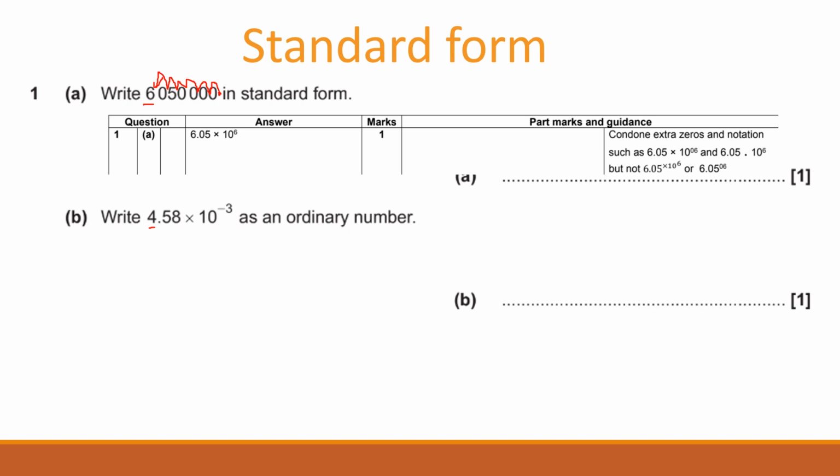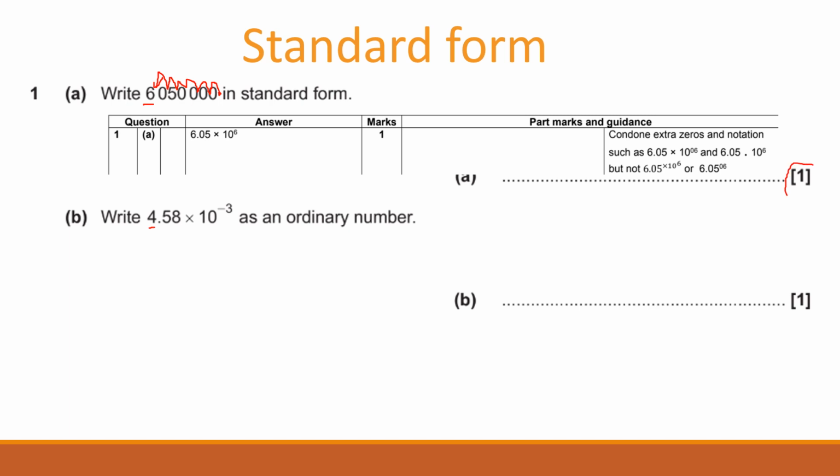Now the reason this works is because 10 to the power of 6 is 10 times 10 times 10 times 10 times 10 times 10, which is 1 million. Now 6.05 times a million is 6,050,000, which is what the question starts with. If you look over on the right hand side of the mark scheme, it tells us that you can accept 6.05 times 10 to the 06, or 6.05 with a dot, which means times 10 to the 6, but they will not accept it if the times 10 is written up high as a power or the times 10 is missing. So be careful to make sure you write your answer nice and clearly to get the mark for this question, because this is out of 1 mark.